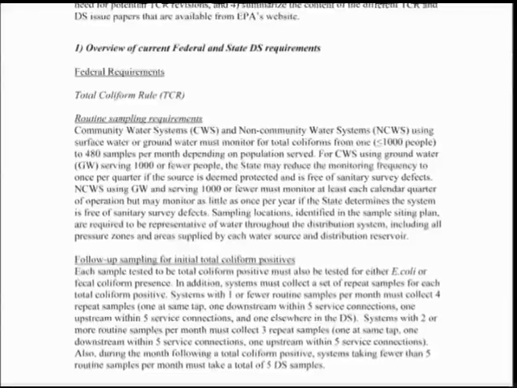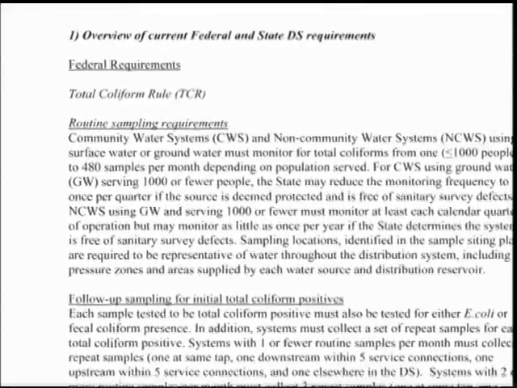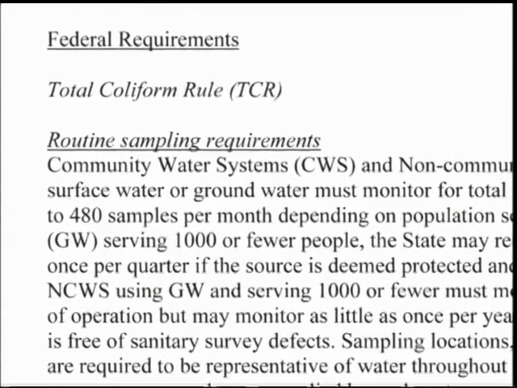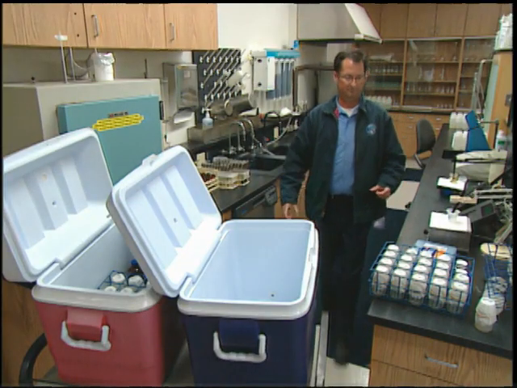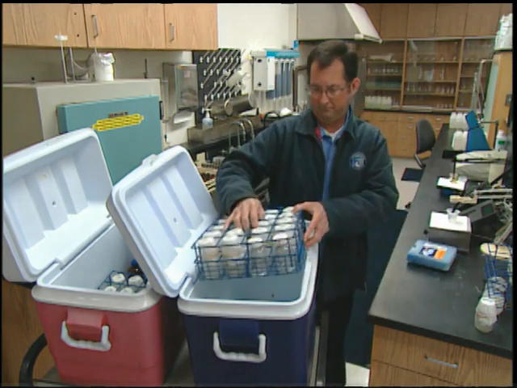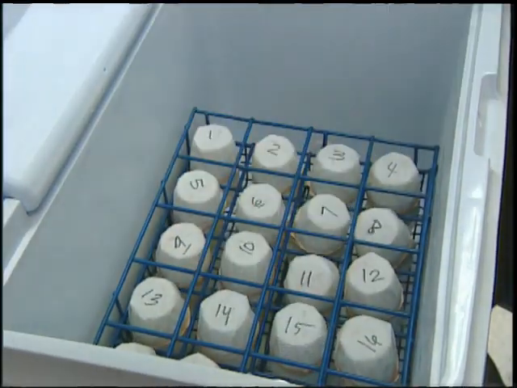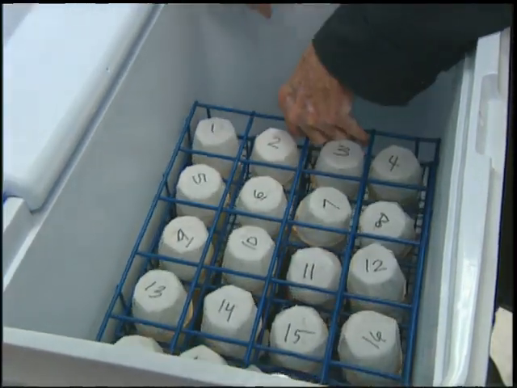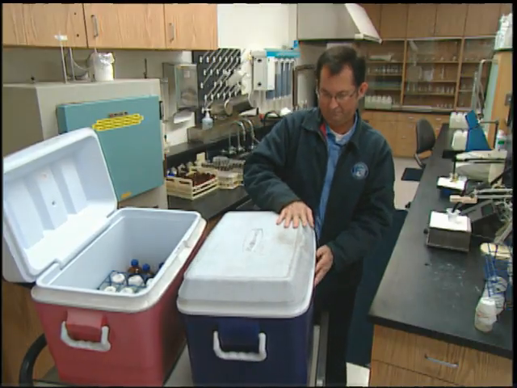The minimum number of samples required is specified in the total coliform rule and varies based on population served by the water system. However, some states require more stringent sampling test frequency, so every water provider should consult its state to determine the number of samples required and the frequency of sample collection for each community.